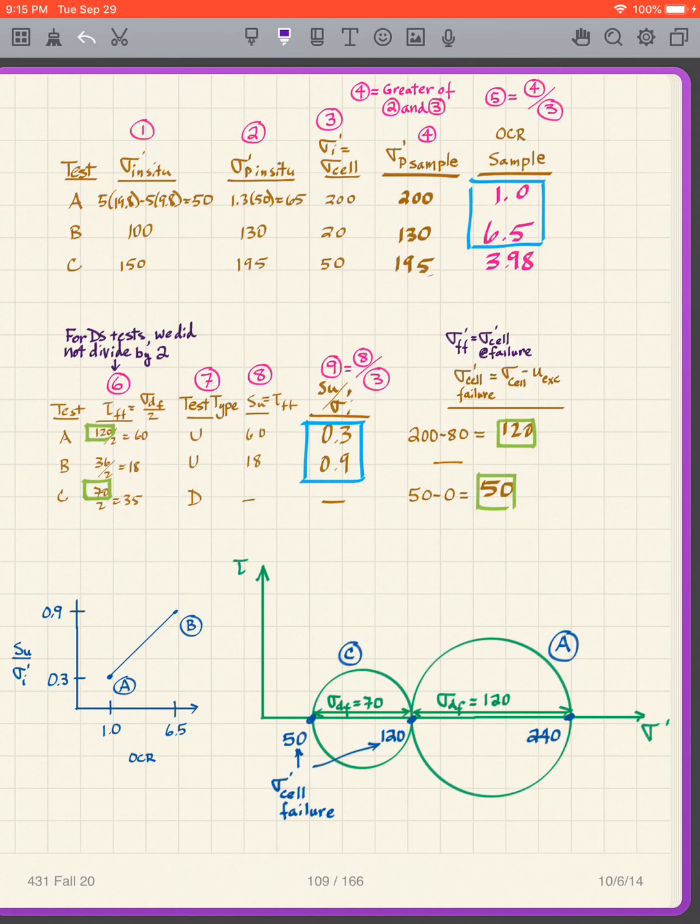The test type, well, the first 2 tests were undrained, they were fast. The last test was slow, so it was drained. So I can get my SU, but I can only get the SU from the undrained tests. So that's 60 and 18, which are simply the tau FF. And then I get this SU over sigma prime I. Well, what is that? I've got my SUs, and I've got my sigma prime I.